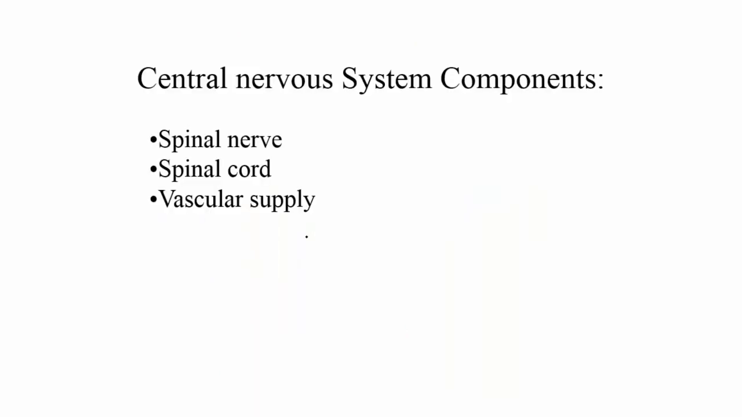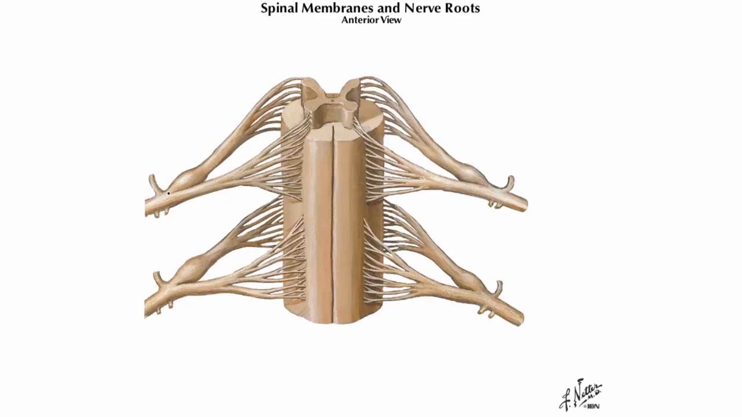The central nervous system components, we'll take a deeper look at those. Specifically the spinal nerve, the spinal cord, and the vascular supply to the spinal cord. So here we have an image of the spinal cord that gives rise again. So there is our cord. That's the dorsal root, which are the sensory guys coming in. And the way I know that is I see the dorsal root ganglion. That's where the sensory cell bodies live. So the cell body of this sensory nerve coming into the spinal cord.